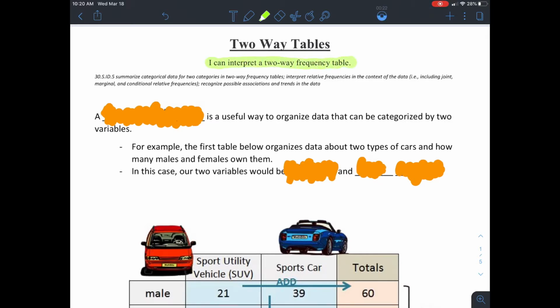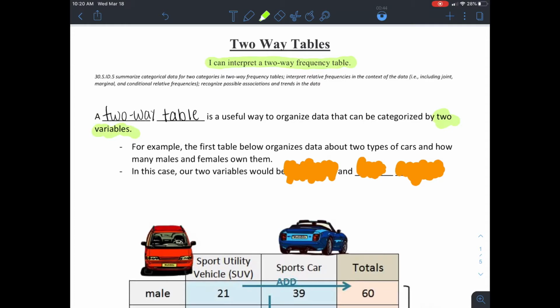But today we are going to have an introduction into two-way frequency tables. Our I can statement for today is I can interpret a two-way frequency table. So a two-way table is a useful way to organize data that can be categorized by two variables.